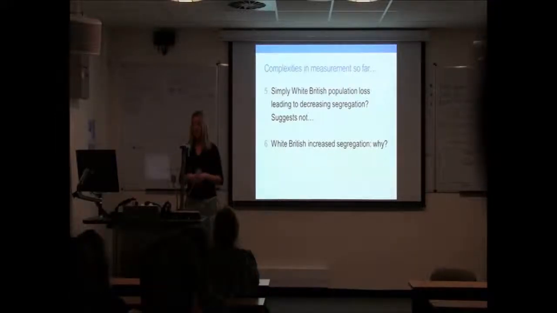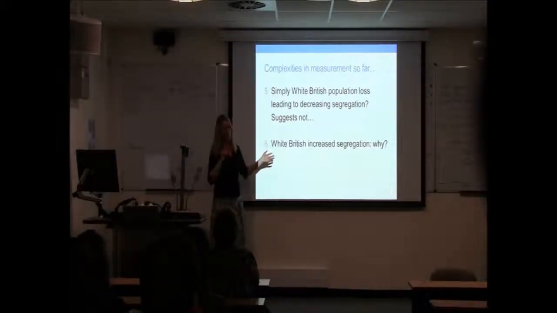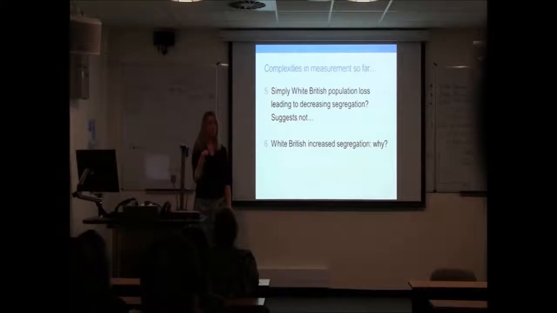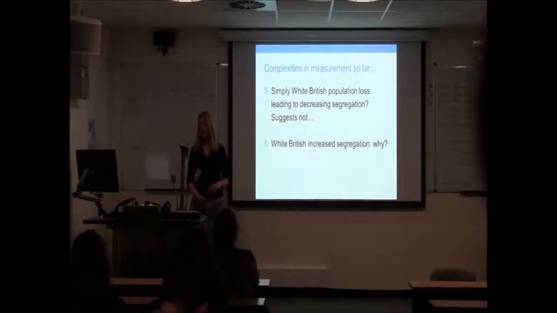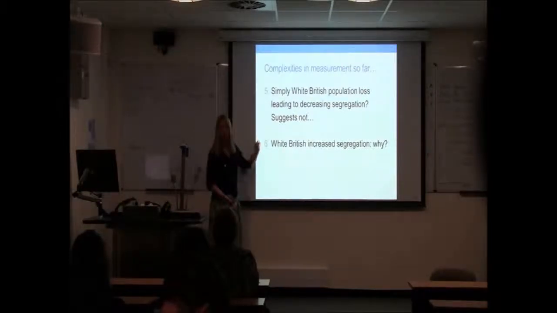Now, I've looked at the correlation between white British population loss and decreasing segregation for all ethnic groups, and that's really weakly correlated. There are many areas that have seen an increase in white British population and a decrease in ethnic minority segregation. So this is not a function of white British population loss.